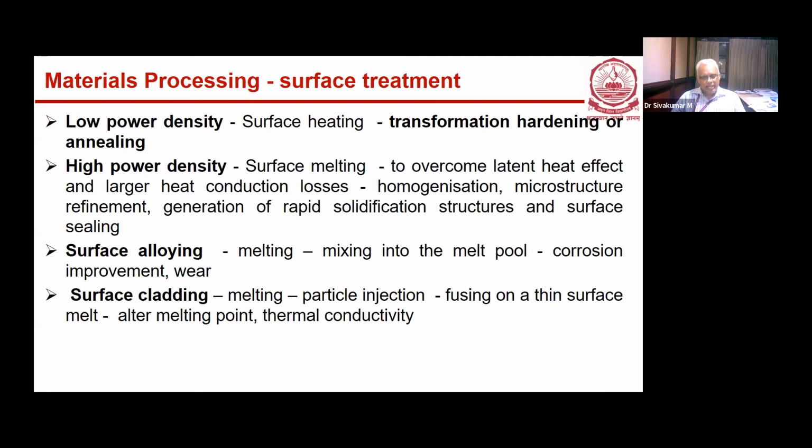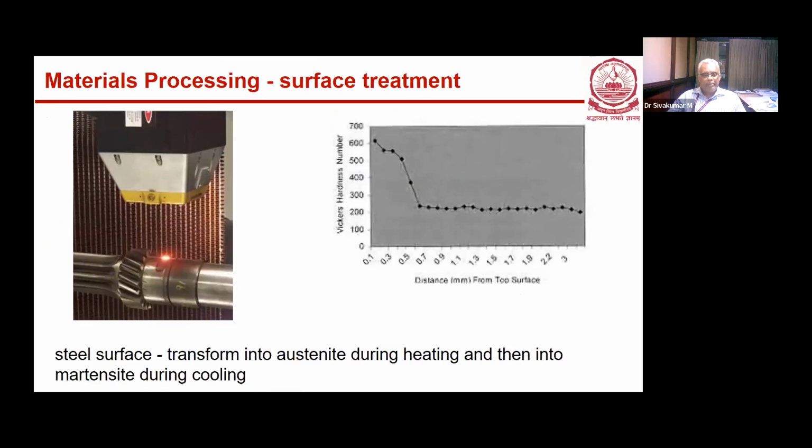And also surface alloying. Surface alloying means you can melt that material and mix some other material with it, so that the surface can be hardened and modified. And also cladding. These are some of the processes called surface treatment. You can see here how the surface treatment can be done. This is actually a piston. The steel surface is converted from austenite to martensite. You can see how this is done, and the hardness can be increased by just irradiating with this laser. This is one type of materials processing.